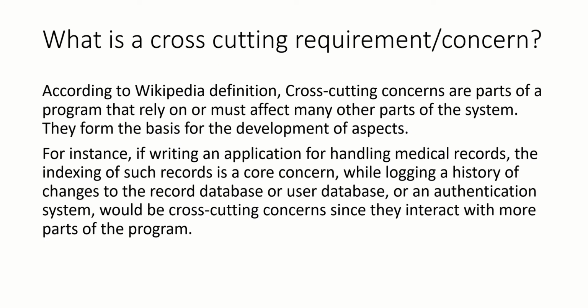According to the Wikipedia definition, cross-cutting concerns are parts of a program that rely on or must affect many other parts of the system. They form the basis for the development of aspects. For example, if you're writing an application for handling medical records, the indexing of such records is a core concern, while logging a history of changes to the record database or user database, or an authentication system, would be a cross-cutting concern since they interact with more parts of the program.